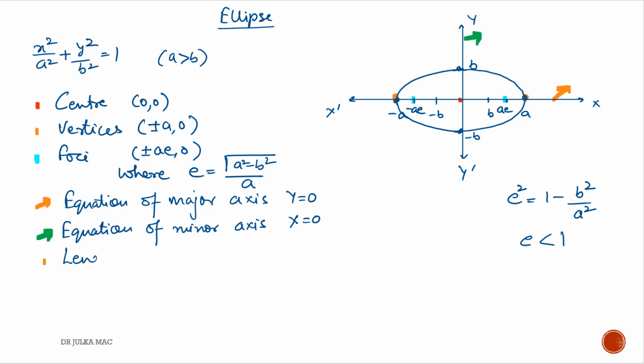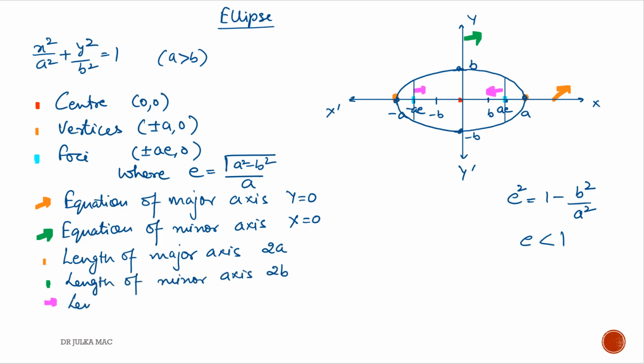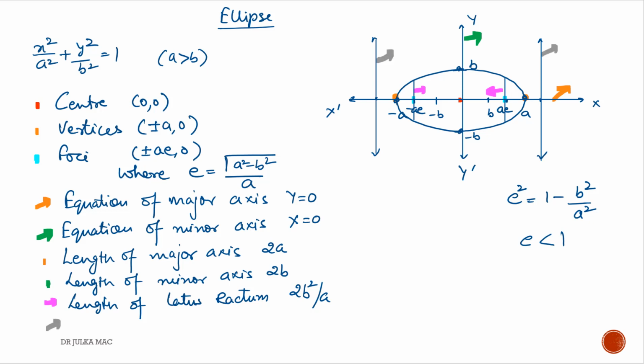Now, length of major axis is 2a and length of minor axis is 2b. In this ellipse, we have two latus rectum at foci, and the length of latus rectum is 2b square upon a. And we have two directrix, and the equation of directrix is x equals plus minus a divided by e.